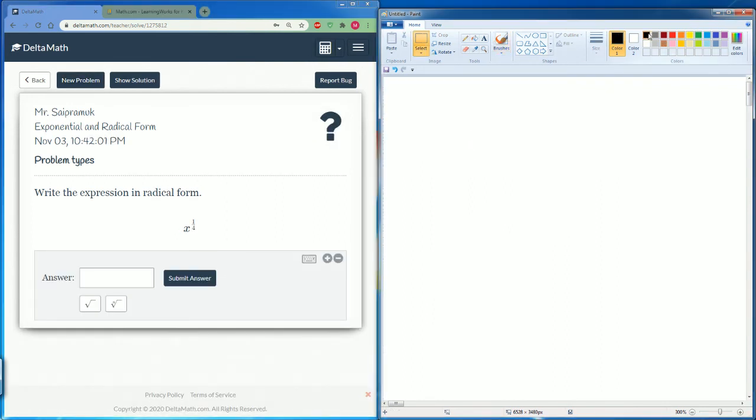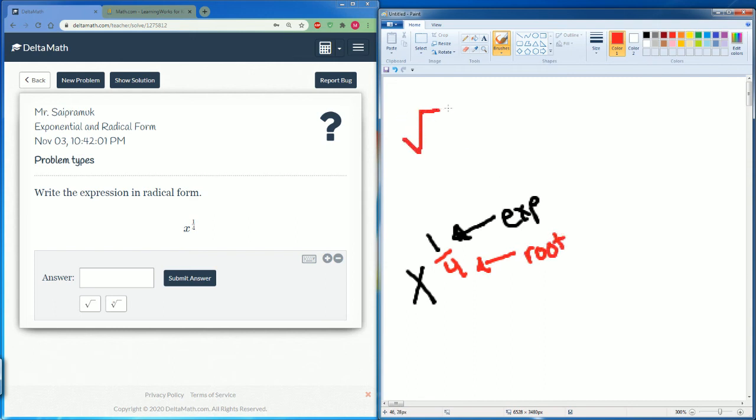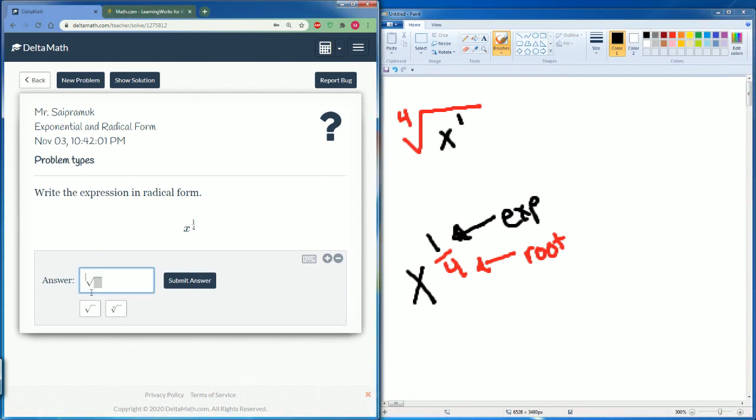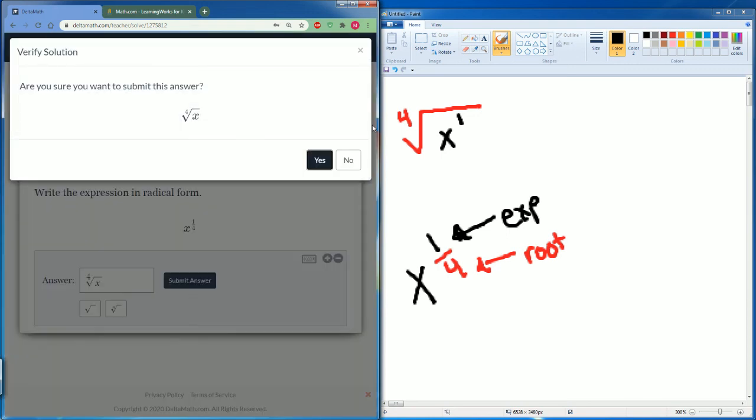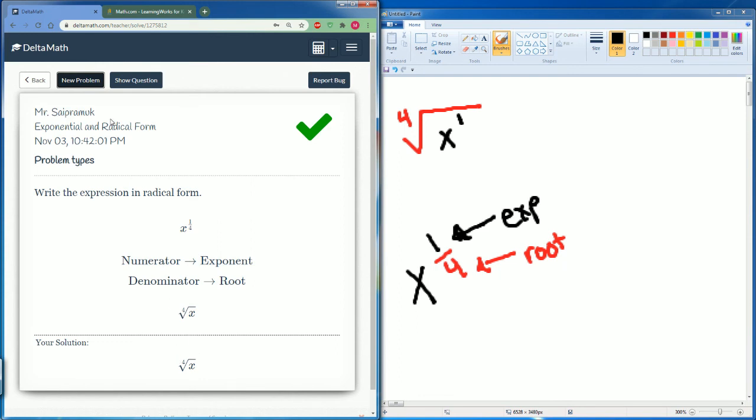Then we have this one now. We have x to the 1, which is the exponent. It's going to be divided by 4, and 4 is going to be the root. Remember, the root goes in here. So this is 4, and the exponent, x to the 1. So it should look like the root of 4, x to the power 1, but no one really writes the power 1. So that would be your correct answer.